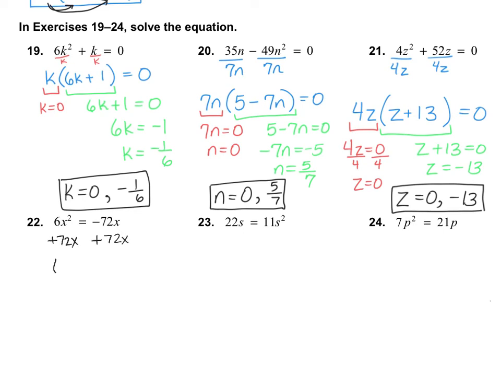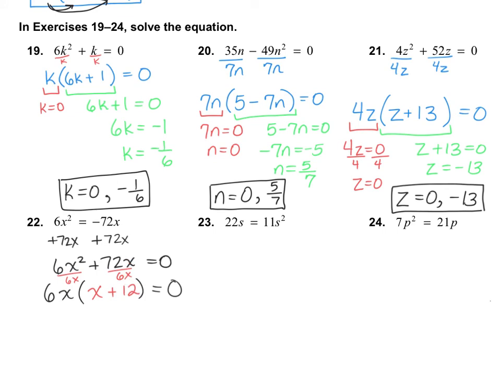And so my new equation would be 6x squared plus 72x is equal to 0. Now that I have it equal to 0, I can go ahead and factor it. So I notice I can take out a 6 and an x. So let's go ahead and factor that out. Remember, it's like dividing by 6x here and here. So 6x squared divided by 6x will just be plain old x. And then 72 divided by 6 is 12, so that'd be plus 12. And notice that the x's cancel.